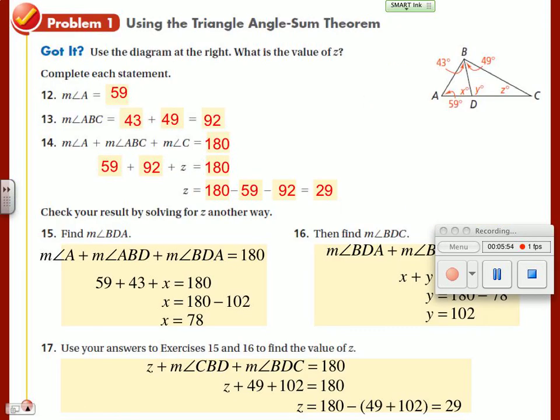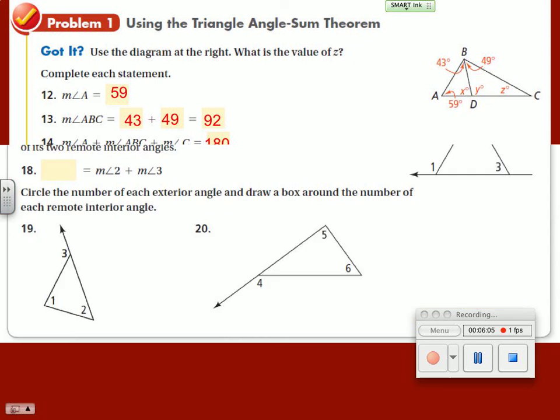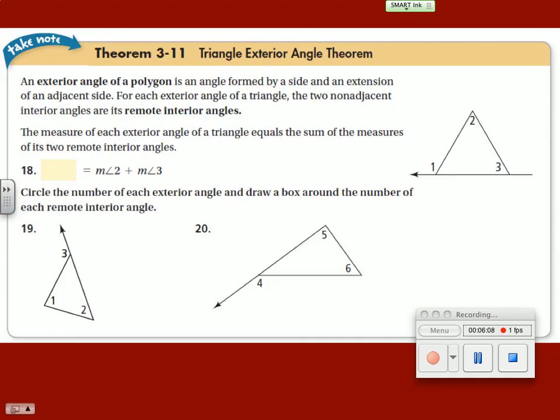All right, let's look at another theorem, Theorem 3.11, which is the triangle exterior angle theorem. An exterior angle of a polygon is an angle formed by a side and an extension of an adjacent side. So this is the angle. It's formed by the side of the triangle and an extension of the adjacent side. For each exterior angle of a triangle, the two non-adjacent interior angles are its remote interior angles. So in the picture here, 1 is the exterior angle, 2 and 3 are the remote interior angles.